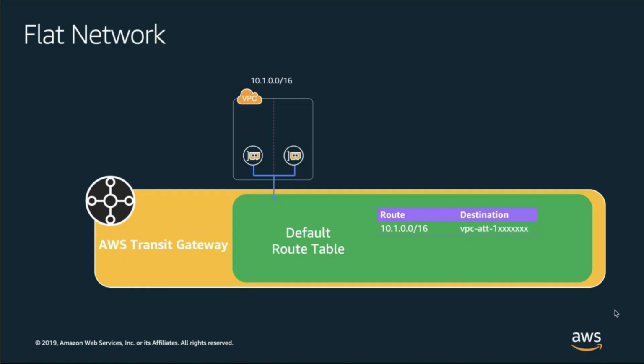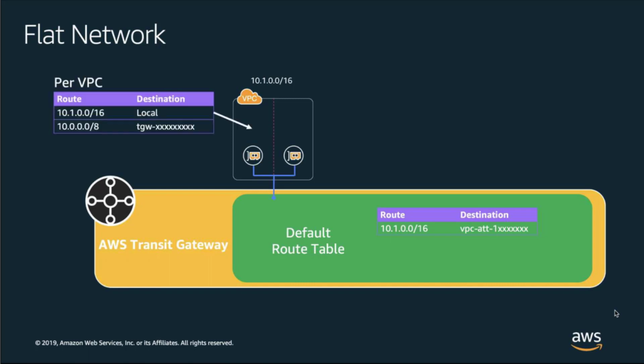So by default, if you want just a flat network, certainly choose all the defaults when you launch the Transit Gateway. We'll go ahead and attach a VPC here, and we'll see we have an ENI in each availability zone as per best practice. And we'll see that that route will get propagated to the default route table on that Transit Gateway. Per VPC, here I'm just doing a 10.0.0.0/8, and I'm pointing that at the Direct Connect at the Transit Gateway.